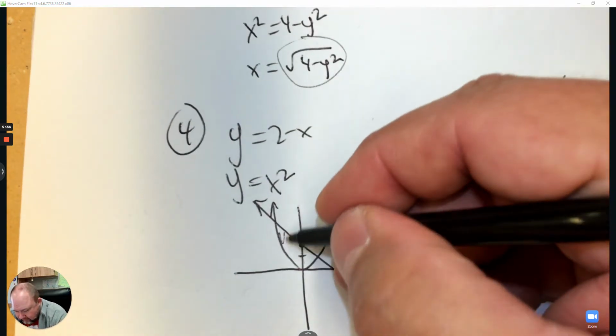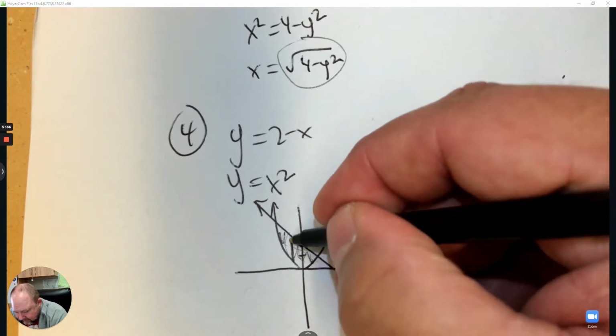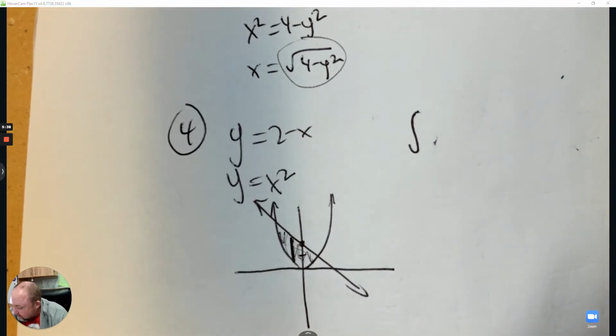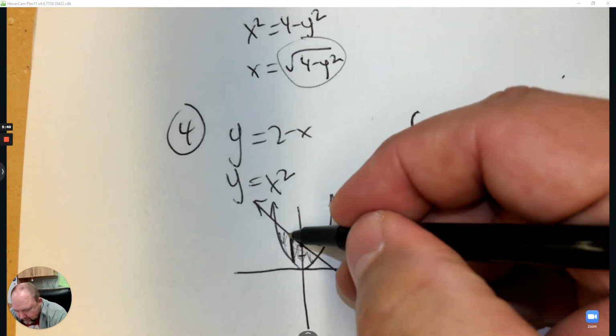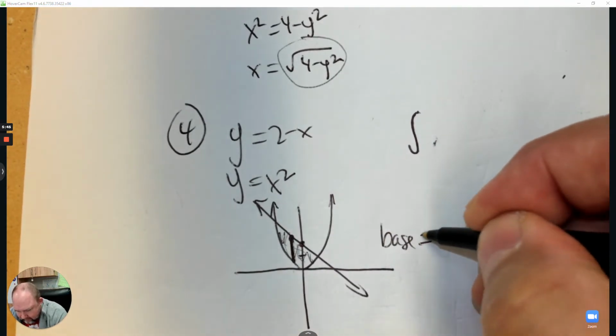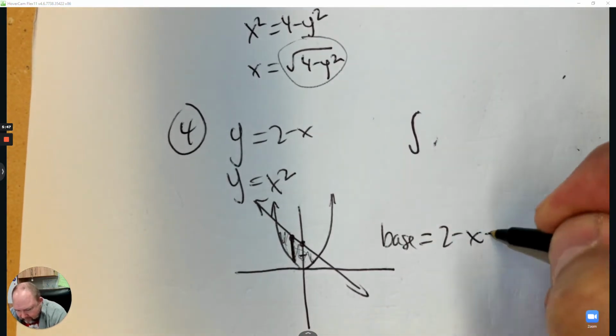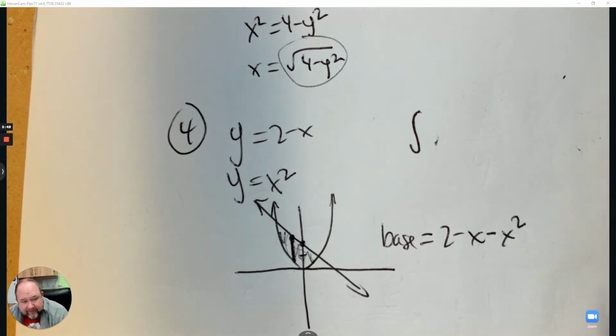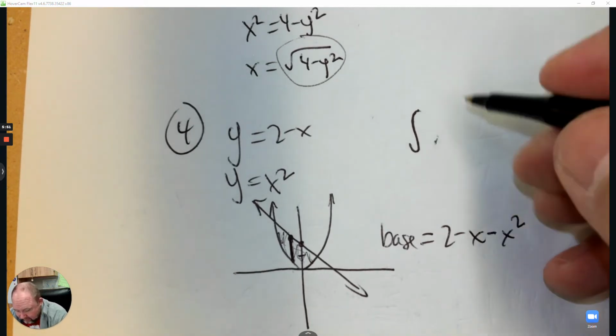And this right here is what we're talking about. The base right here would be the base of the triangle. So what's the top of that base and what's the bottom of that base? So the top of that base, subtract the bottom of that base. That represents the base of the right triangle.